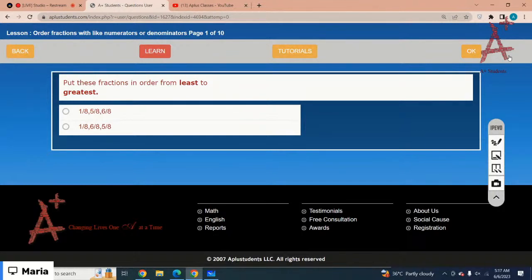Okay, put these fractions in order from least to greatest. So which is the correct option? Yes, that would be 1. You can see they all have common denominator 8. You can arrange them by numerator 1, 5 and 6. So option number 1 is the correct option. Got it?